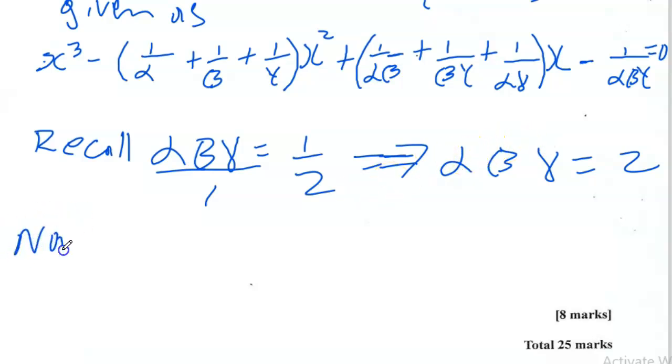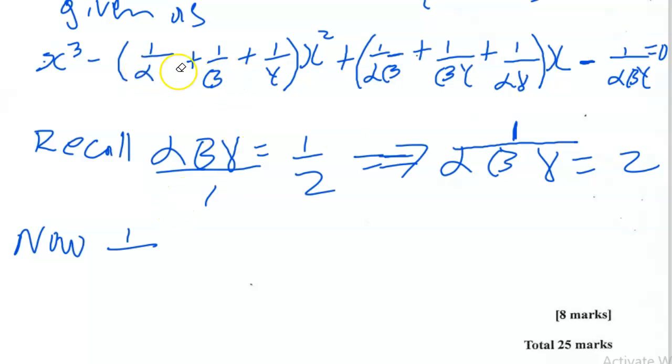Now let's work out the next one. Alpha beta gamma is equal to half, or 1 over 2. Reciprocate both sides, then 1 over alpha beta gamma is equal to 2 over 1. So this value is going to be 2. Just erase it for now and bear that in mind.